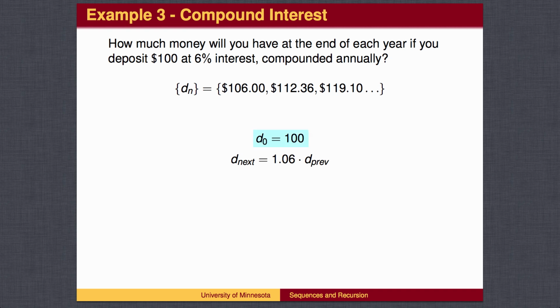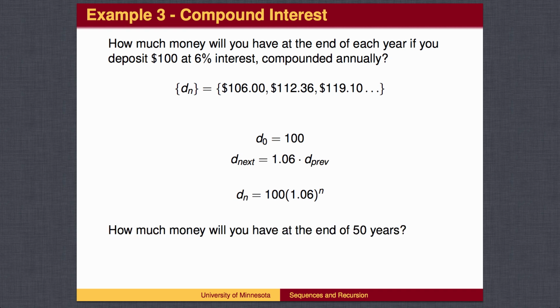Sometimes it makes more sense to define the sequence starting with the subscript 0 rather than 1. To write an explicit formula, we multiply our initial deposit of $100 by 1.06 for each of n years. It is often easier to use the explicit formula to calculate terms much later in the sequence. In the recursive definition, we would need to repeatedly multiply by 1.06 a total of 50 times. With the explicit definition, we can get the answer with one calculation.